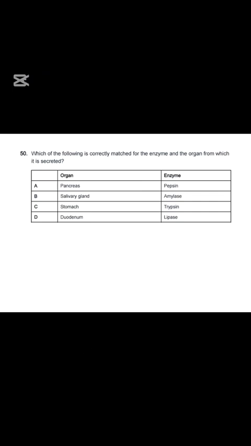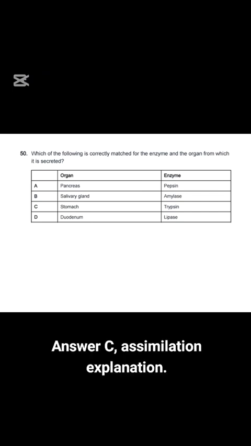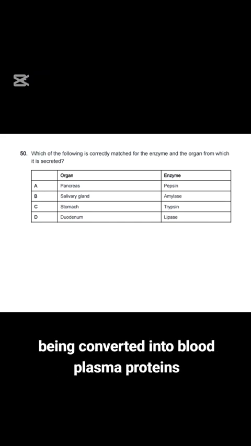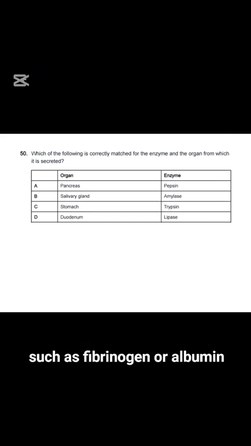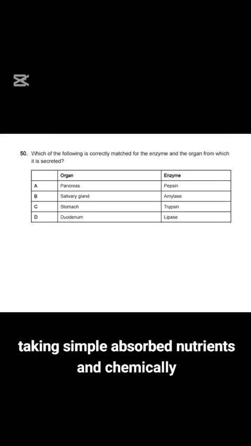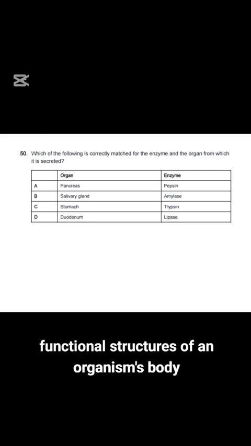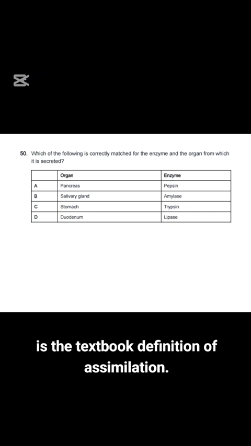Question 50. Answer: C. Assimilation. Explanation: the graph tracks the path of absorbed amino acids being converted into blood plasma proteins, such as fibrinogen or albumin, within the liver. Taking simple absorbed nutrients and chemically building them into the complex, functional structures of an organism's body is the textbook definition of assimilation.